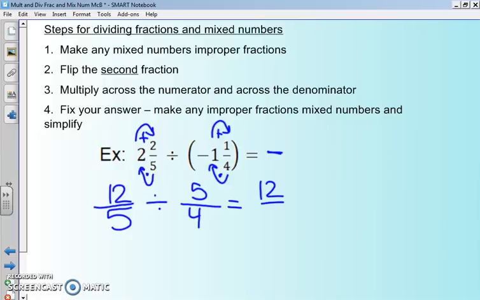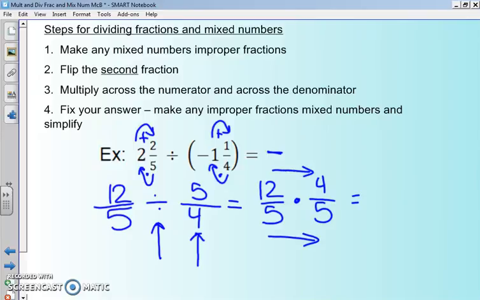I'm going to keep the first fraction the same, change the division to multiplication and flip the second fraction. So I'm going to multiply by that reciprocal. Again, no cross simplifying available here, so I'm going to multiply across the numerator and across the denominator. That gives me 12 times 4 is 48. 5 times 5 is 25. So I get 48 25ths.